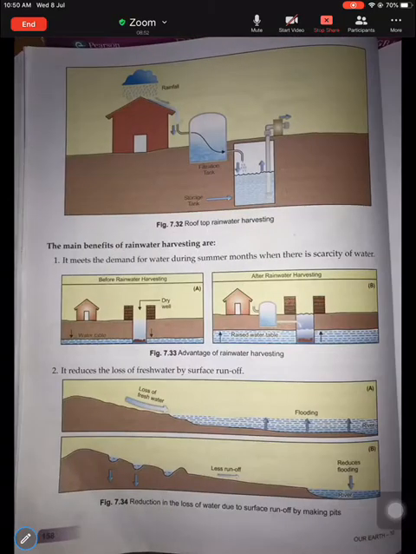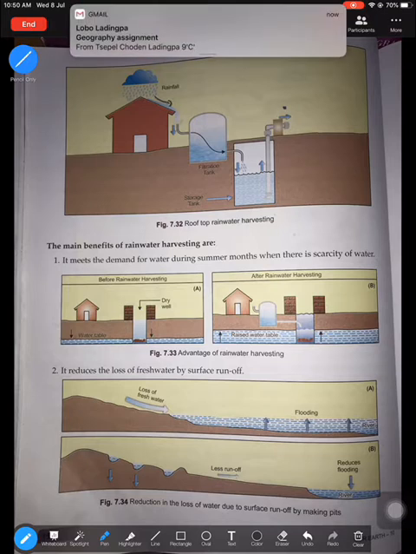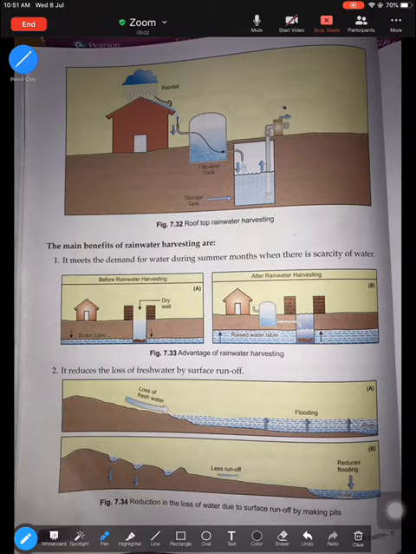Moving to the next. What are the main benefits? This is how you can do rooftop harvesting: if you see, rainwater falls and enters through the filtration tank. From the tank it is poured into the storage tank, from where the water is then drained out. Now, what are the different advantages of rainwater harvesting? First, to meet the demand for water during the dry months when there's no water table. Before rainwater harvesting, look at the water table, so low. After rainwater harvesting, you can see that the water table has risen, and even the well is not dried. So this is one advantage: the wells don't dry up.